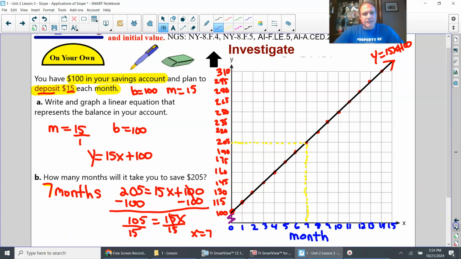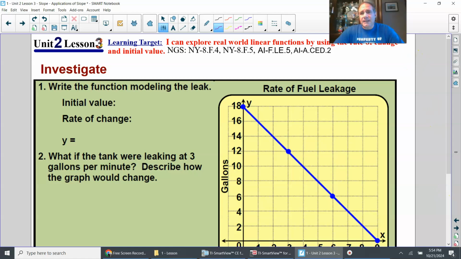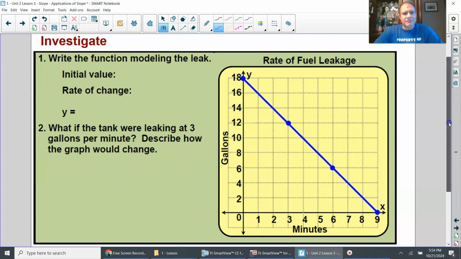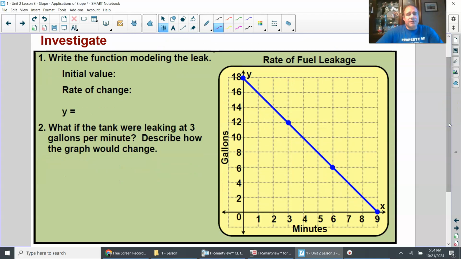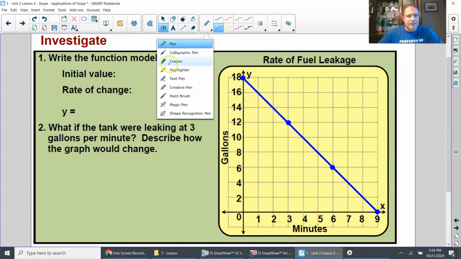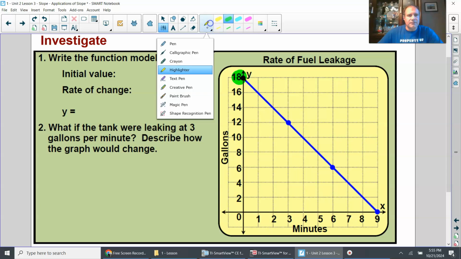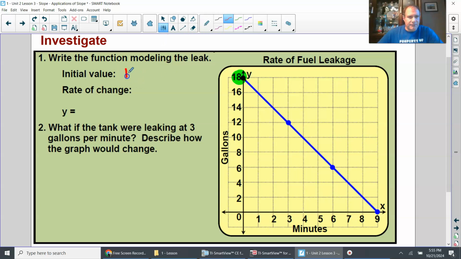And that is that. To go to the next question, we are going to investigate the function modeling this rate of fuel leakage. And you could see that it starts at 18 gallons and goes down all the way to 0 gallons. All right, so the initial value is this part right here, where it actually starts. The initial value is 18 gallons. So I'm going to put 18 gallons.